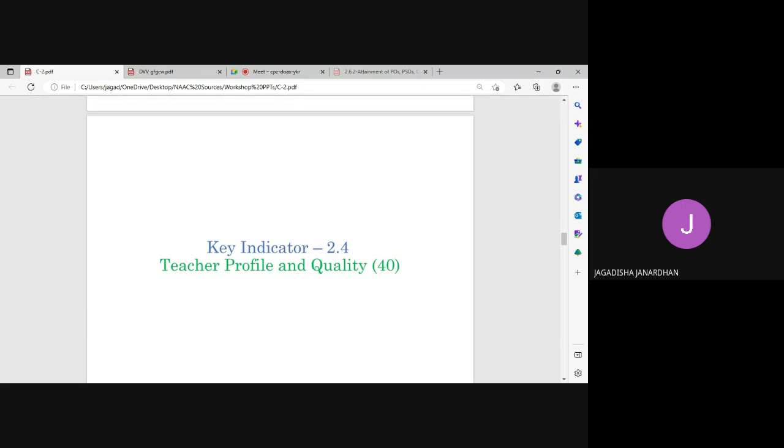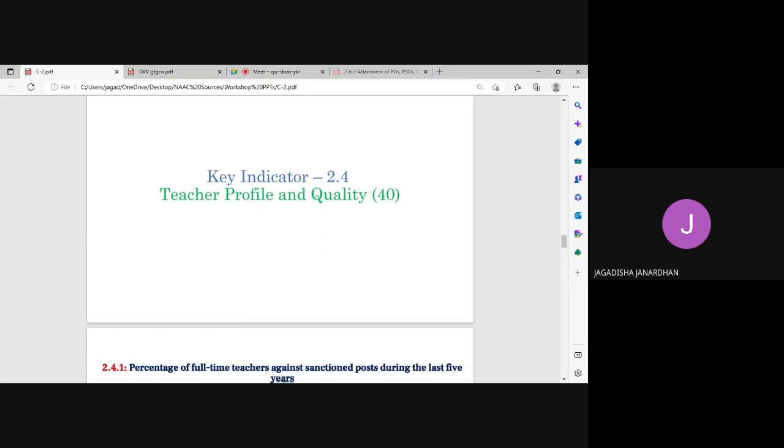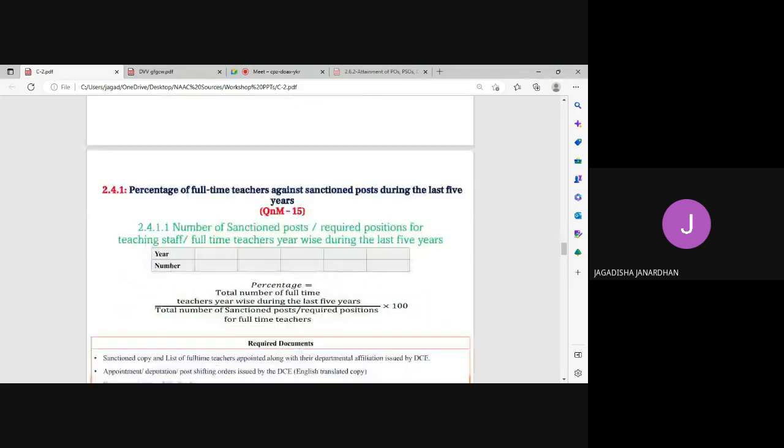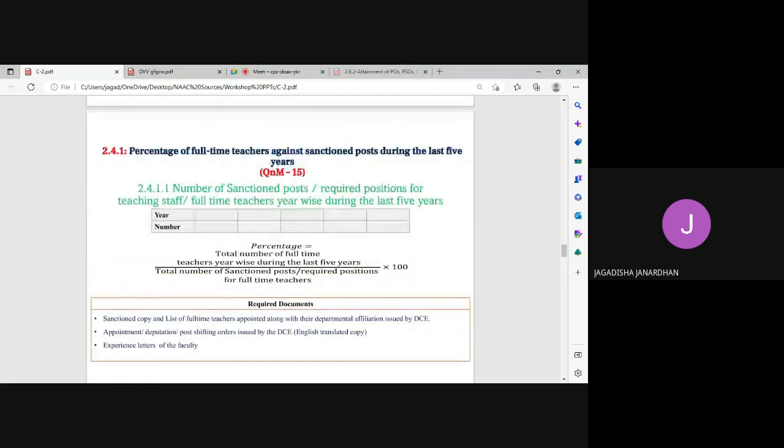So here, the key indicator 2.4 speaks about teacher profile and quality, which is awarded with 40 weightage. The first question, 2.4.1, is the percentage of full-time teachers against the sanctioned posts during the last 5 years. Percentage of full-time teachers against sanctioned posts means what is the total number of sanctioned posts available, and full-time teachers, as we have already discussed, so that has to be mentioned.